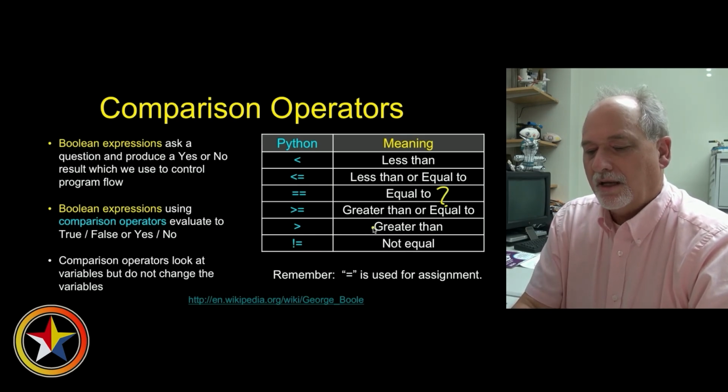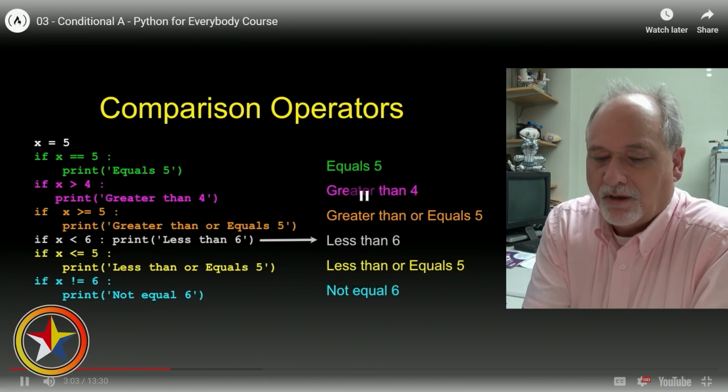So if we take a look at some of these in some examples. This is x equals 5. This right here is the assignment operator, assigning 5 to x. If x double equals 5, and that's how I always say it, we're going to print equals 5. Since x does equal 5, this is the question: does this equal 5? It does. And then we print equals 5.